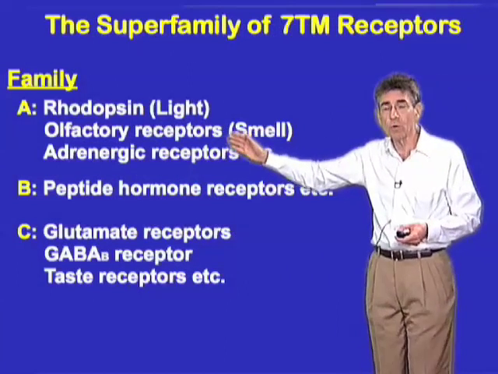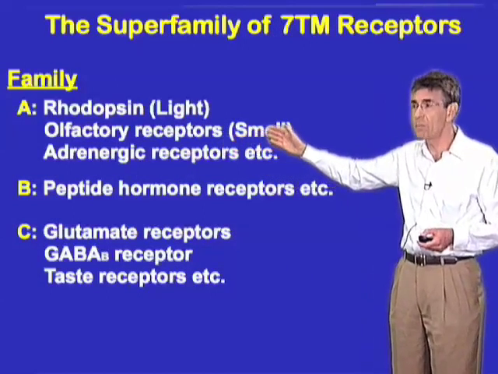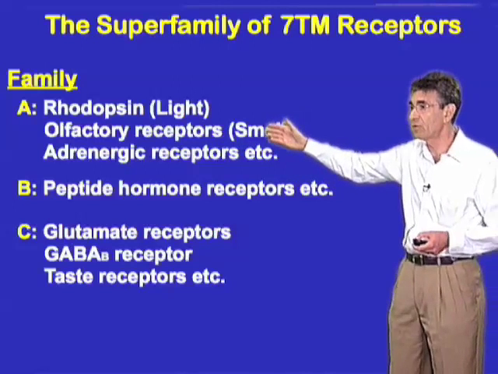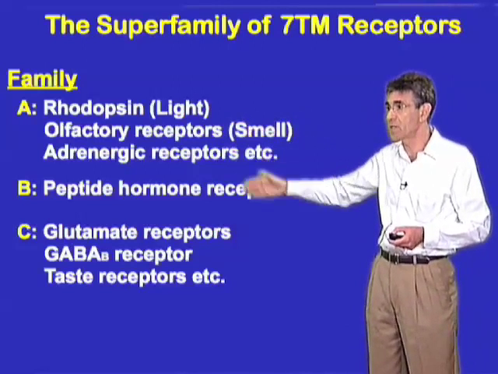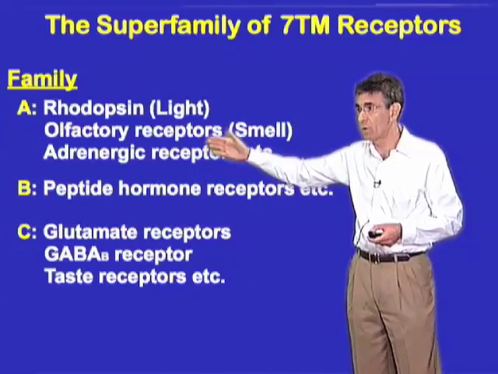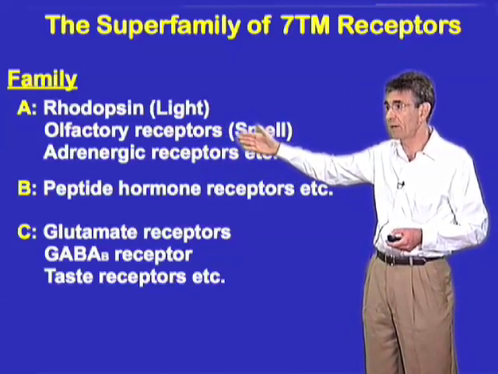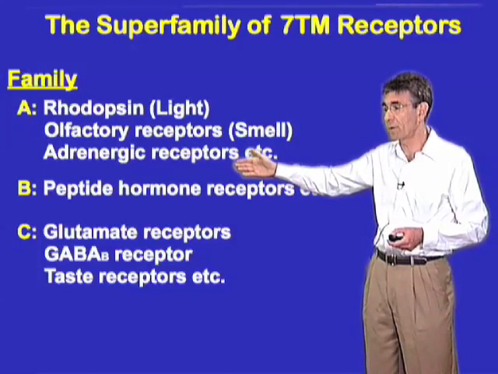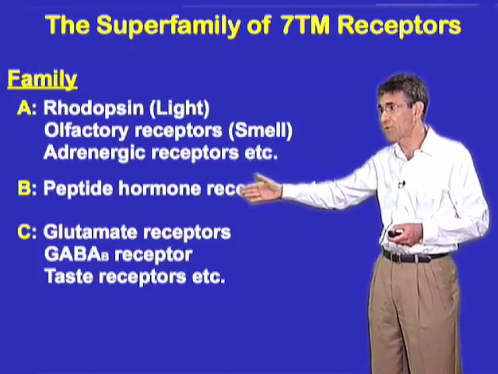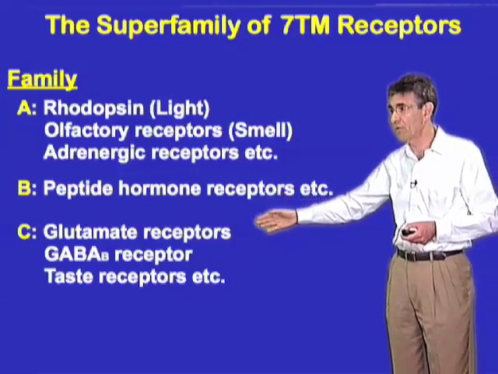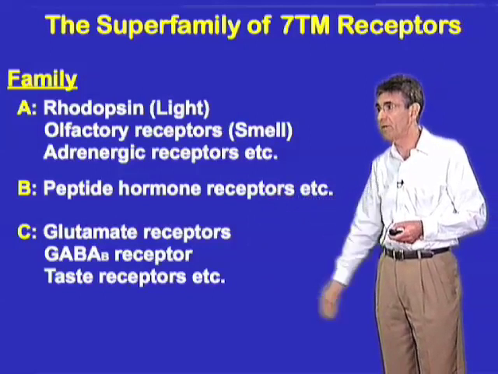As I mentioned before, today there are almost 1,000 members of this huge gene family. They fall into several categories, sometimes referred to as A, B, and C. Most is known about the A family, which contains rhodopsin, the olfactory receptors, and the adrenergic receptors. Peptide hormone receptors generally fall into family B, and glutamate receptors and many others are in family C.